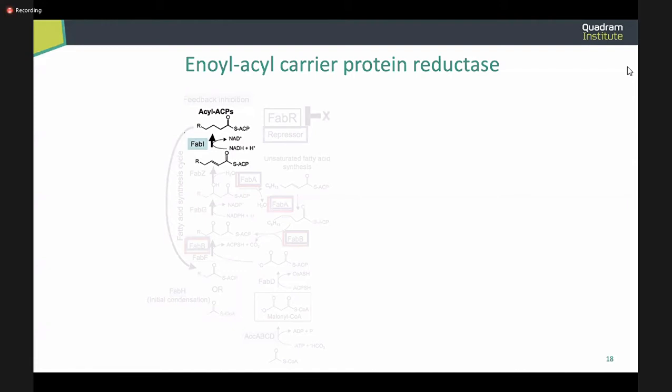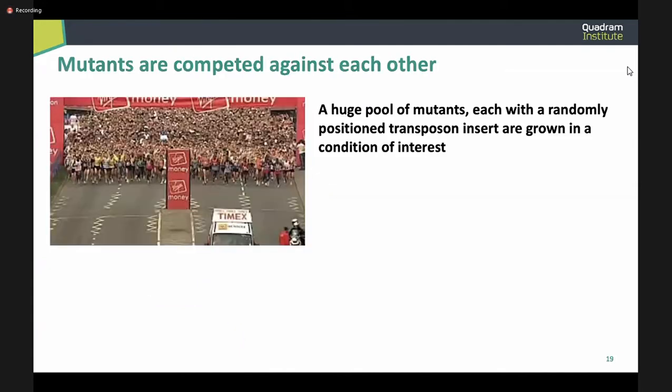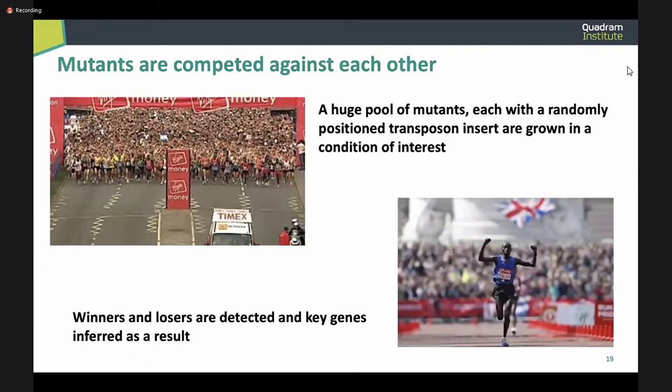And there are some other resistance mechanisms, but they play only a minor role. So what we did is we competed multiple mutants. I always give this analogy, like it's a marathon. We start with hundreds of thousands of mutants, the starters, and then we try to find out who is the winner: the gene or the set of genes that are essential for that particular stress condition, who are the losers and who are the winners.